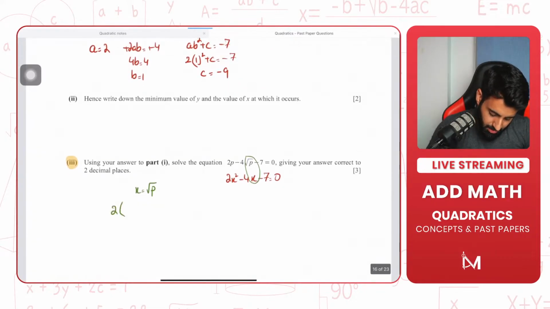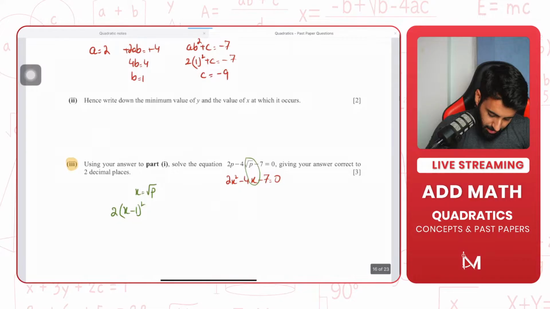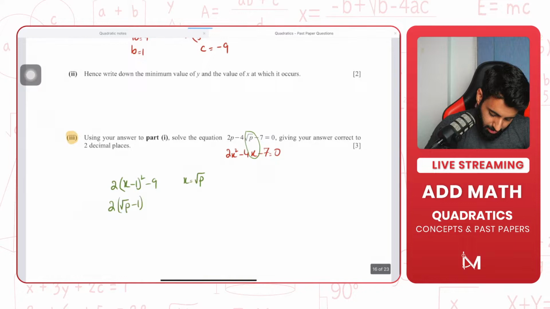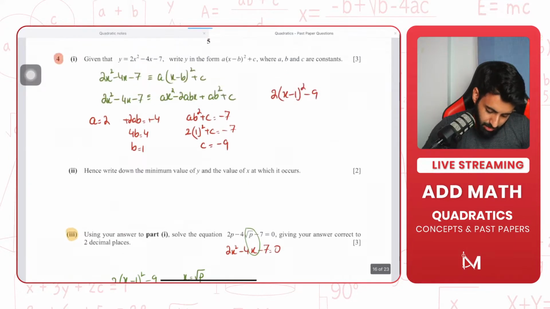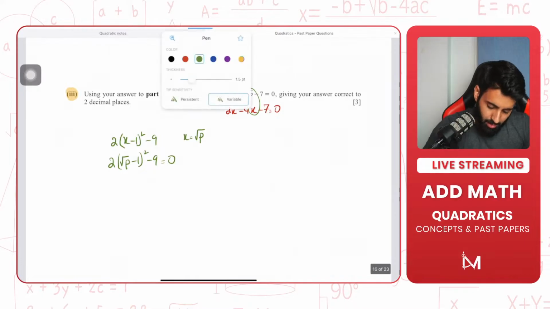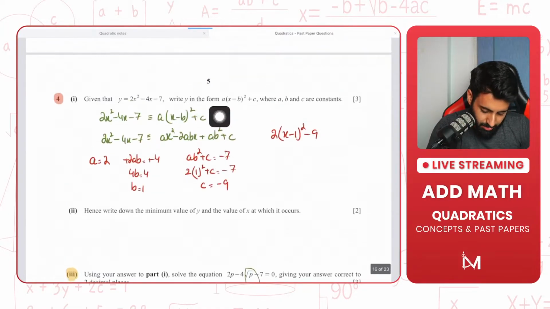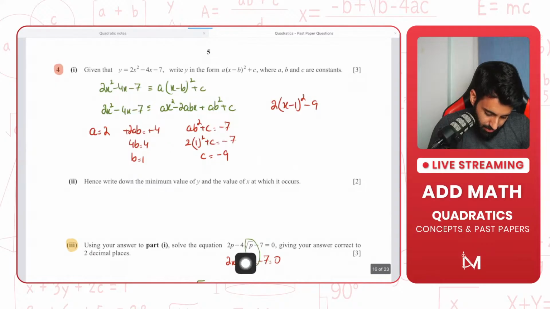In this equation, 2(x − 1)² − 9, since x is equal to under root p, we will replace x with under root p. So 2(√p − 1)² − 9, and we equate it to 0, since that's what we have to solve. And why am I using this form? Because we've already converted this equation, 2p − 4√p − 7, into completed square form. Notice that there is no difference in these two.